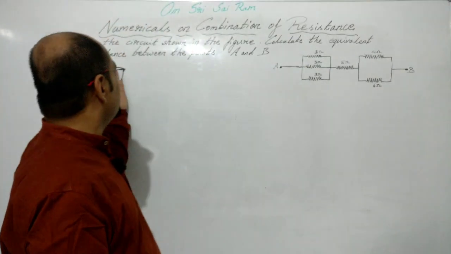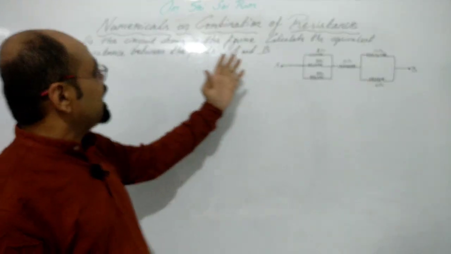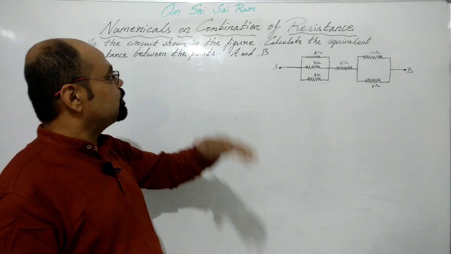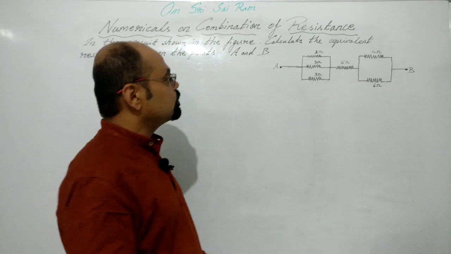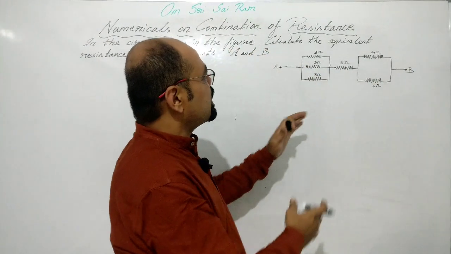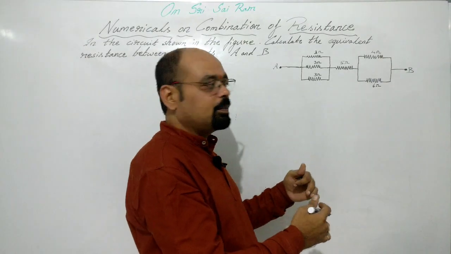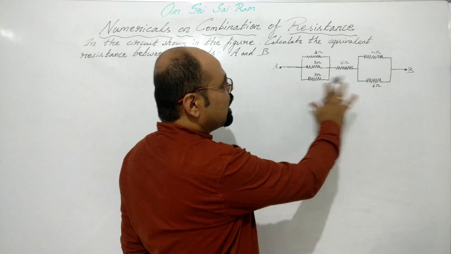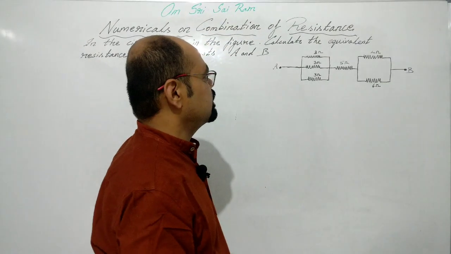Here the question says, in the circuit shown in the figure, calculate the equivalent resistance between the two points A and B. So there are two points, A and B. In between this there are resistors connected in parallel as well as series combination. So we have to find the total resistance of the given combination.